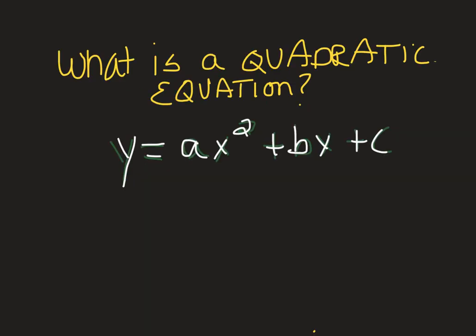So what is a quadratic equation? A quadratic equation is an equation where the highest power of the variable, usually x, is squared or raised to the power of 2. The classic shape of the equation creates a graph called a parabola, which looks like a U shape, either opening up or down.